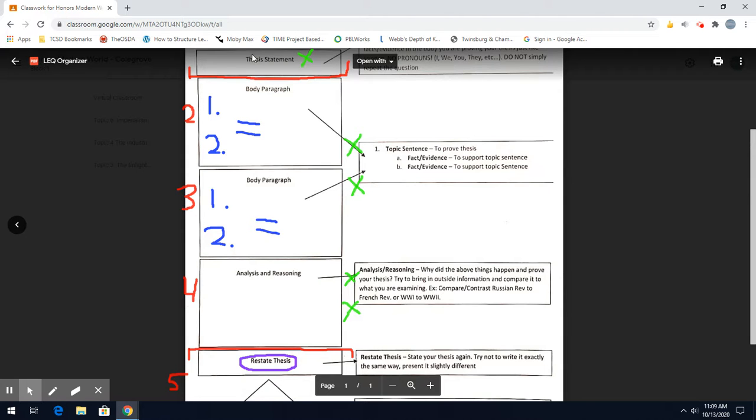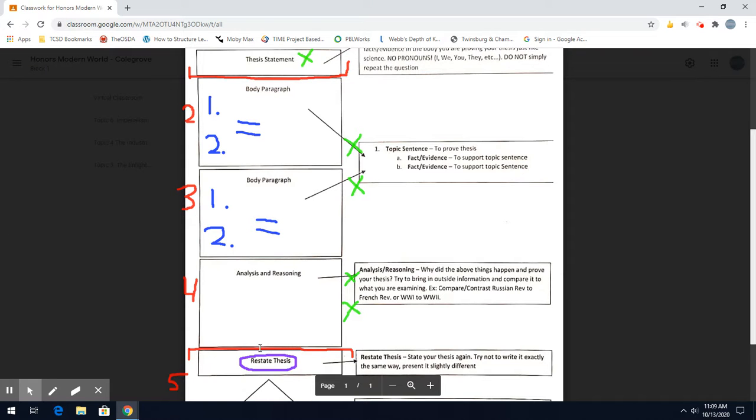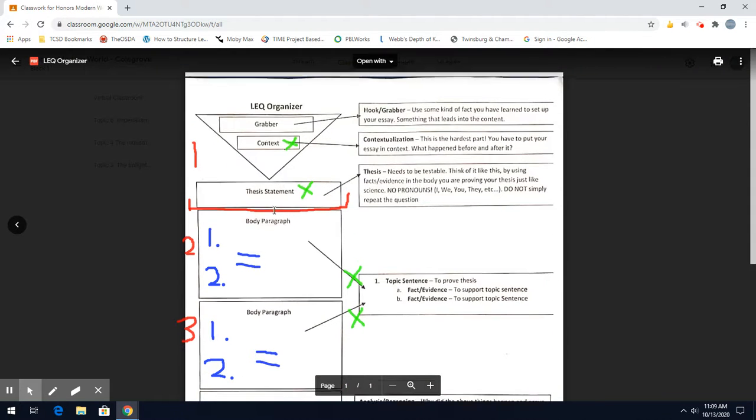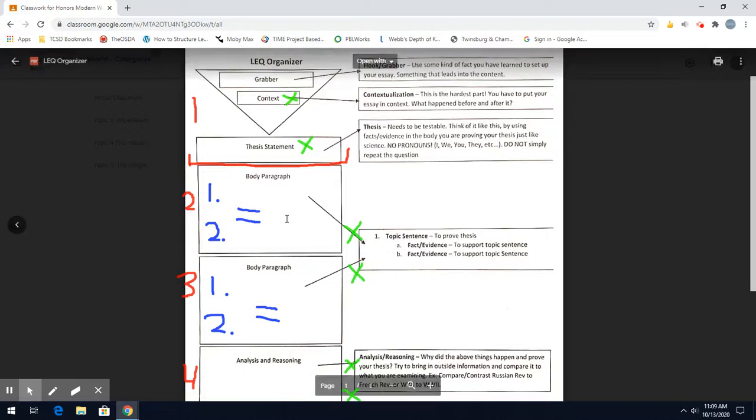So if I couldn't find your thesis up here, now I can find your thesis down here, and you can get that point. Again, we're adding in a redundancy, a safety valve. So if you accidentally forgot your thesis here, you have it here and you can get the point. If you need any more help with this, let me know, and we'll go over it one-on-one. But I think this will be a good start for you to be able to write your first LEQ.